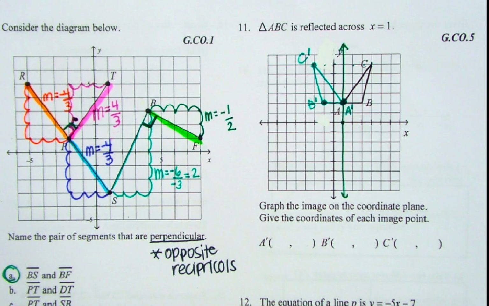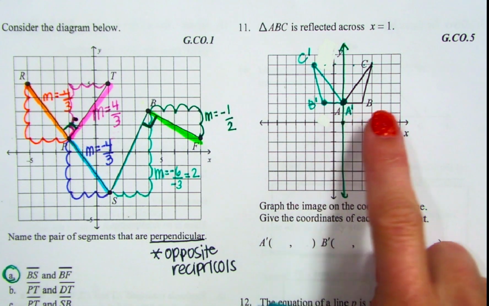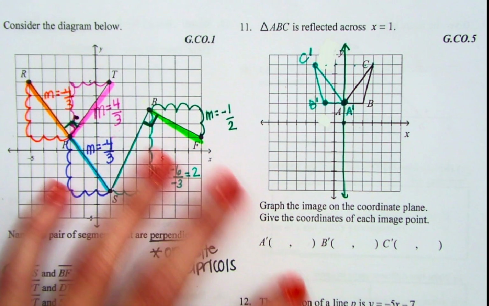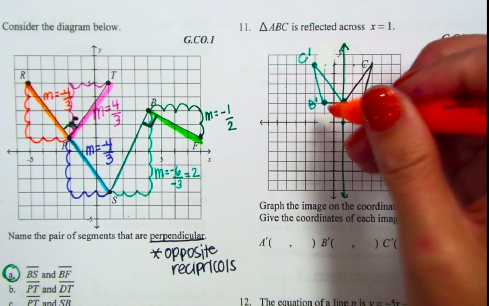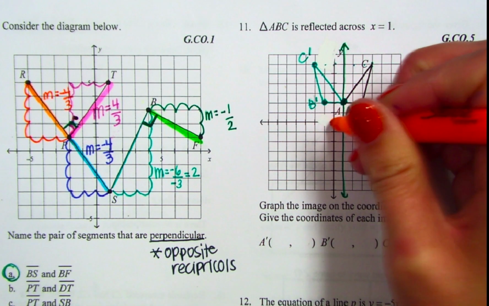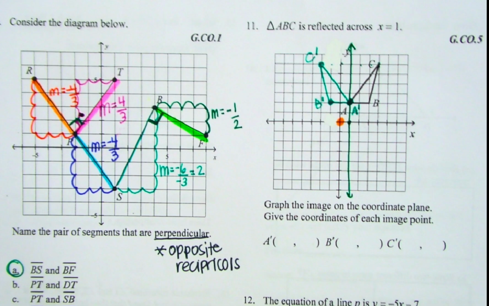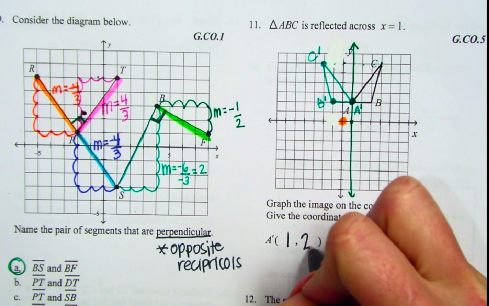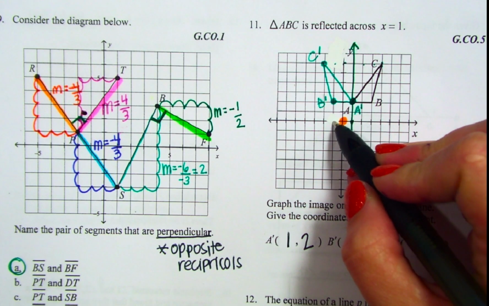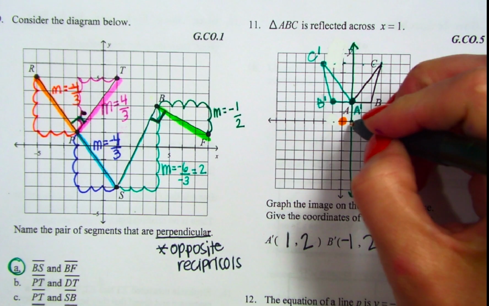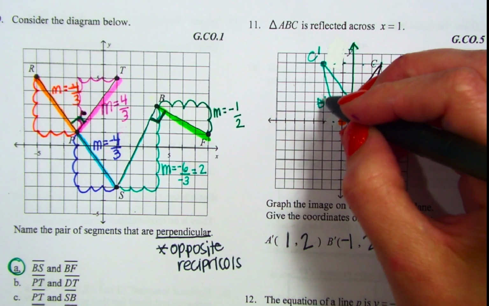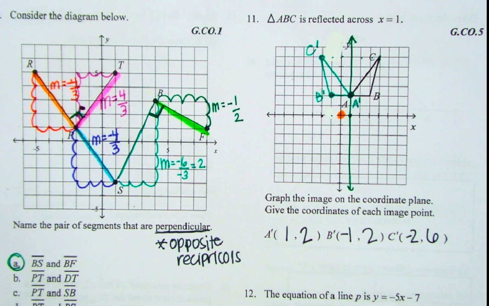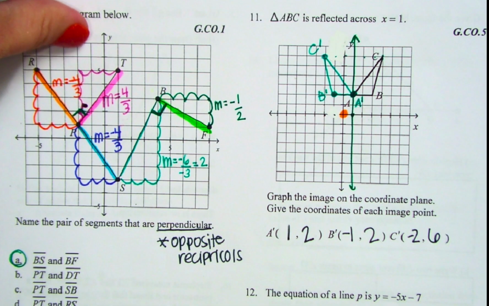And then I'm going to write down the ordered pair. So we graph the image. There it is. And then we're going to give the coordinates. The mistake that people make when they write the coordinates is they use the line of reflection. When you write your coordinates, you always start at 0, 0. Start at your origin. So my ordered pair for A prime is at 1, 2. B prime is at -1, 2. And C prime is at -2, 6. So there's your coordinates for your image after the reflection.